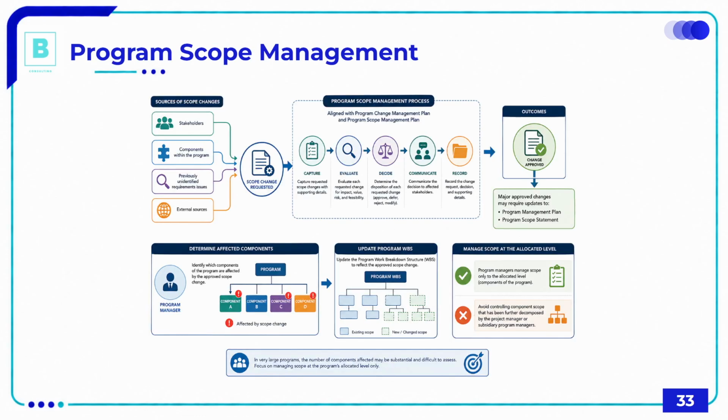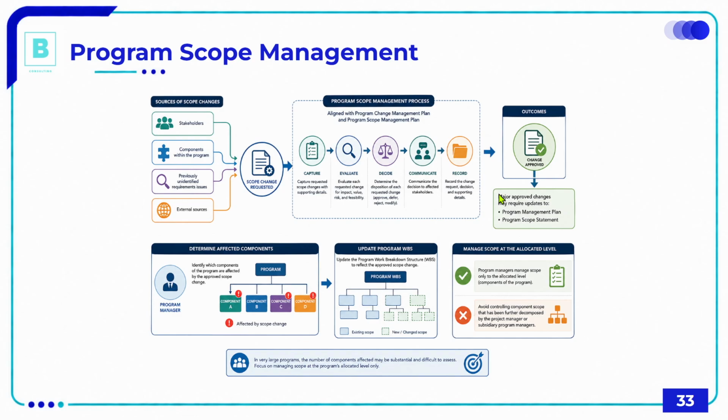And finally, and last but not least, we went through the scope management of a program, where we went through the sources of scope changes, whether the changes come from stakeholders or the components within the program, various reasons for changes, and then having a scope management plan aligned with the change management plan as well. So capturing the requested scope changes, then evaluating each requested change, then deciding on the change, communicating the result of the change, and then recording the change.